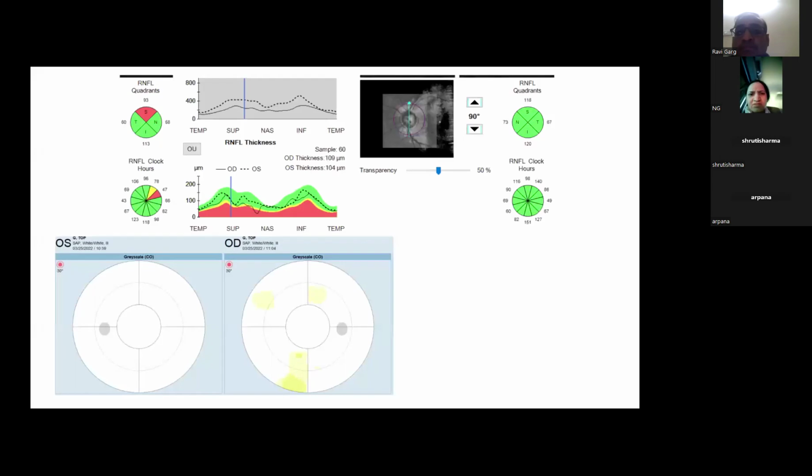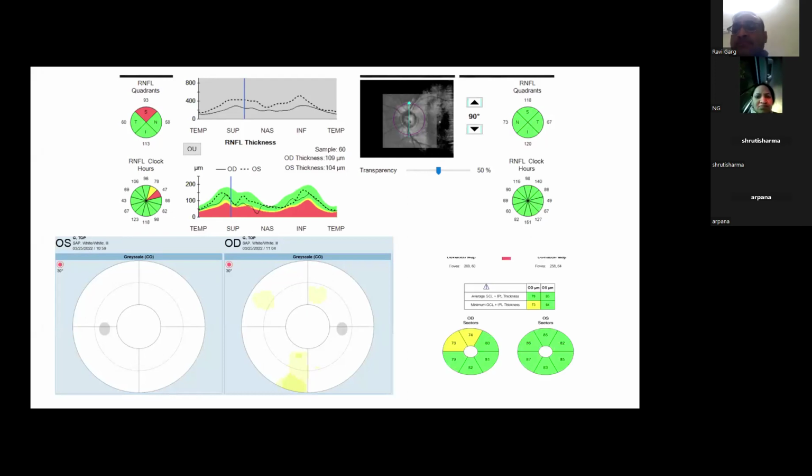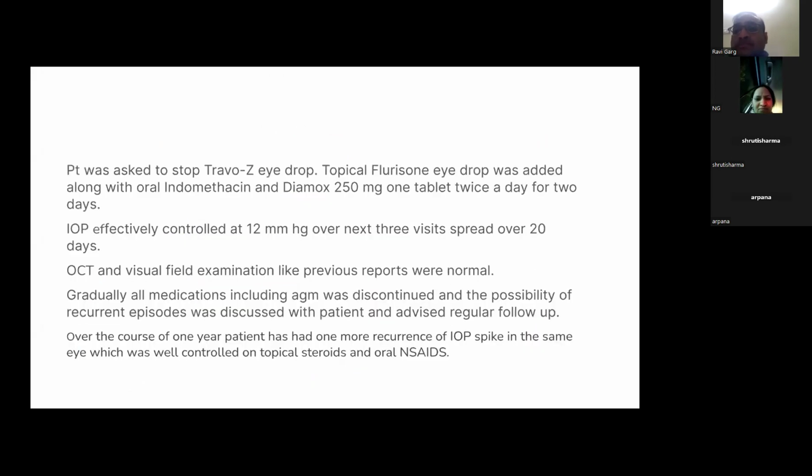This is how his fundus looked: normal, red-free normal, and visual fields normal. You see some changes in the RNFL analysis in the right eye superiorly, but that can be expected due to previous episodes of high intraocular pressure, which might not have been well contained, and similar changes on GCL and IPL analysis. So I asked the patient to stop the PG right away, put him on fluorometholone, and added indomethacin and Dimox.